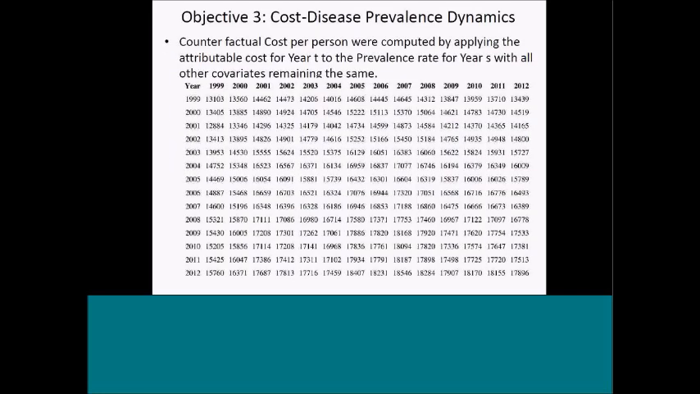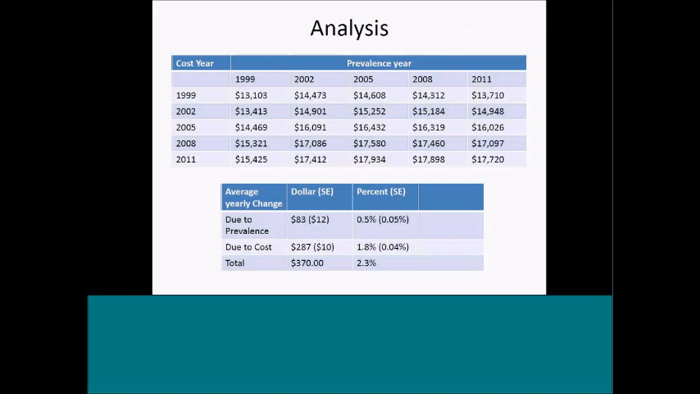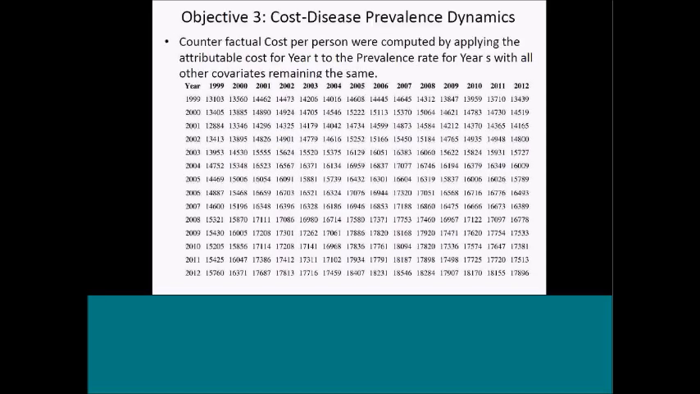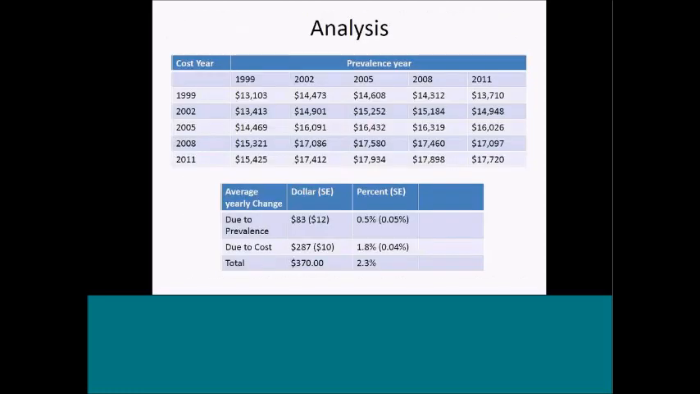So it's kind of hard to look at this picture. Here is a smaller cost and prevalence is given here. So you can see that due to prevalence, the change is about $83. So there is a $370 per year per person change. That's what we are seeing in the diagonal elements here, and we can break it down: $83 is because of the prevalence changes, and $287 is because of the cost changes.